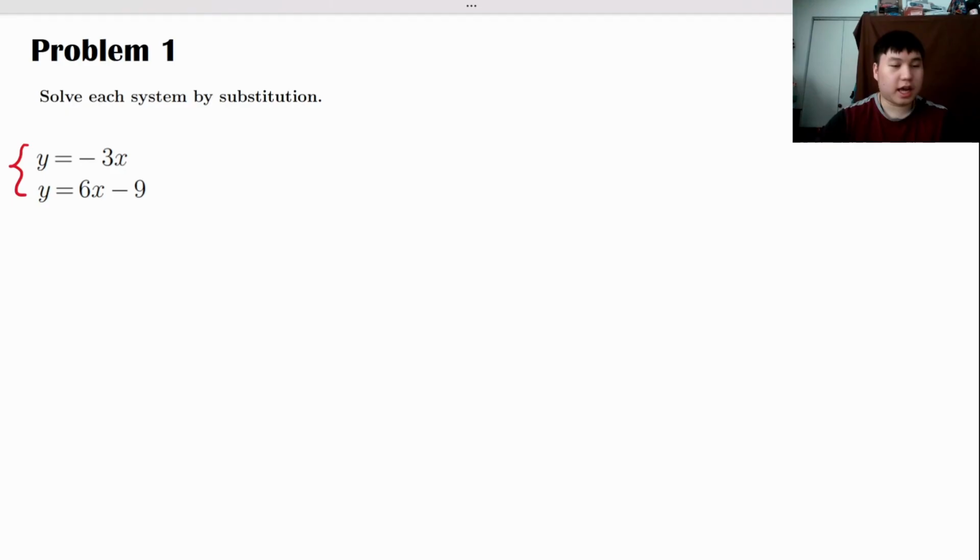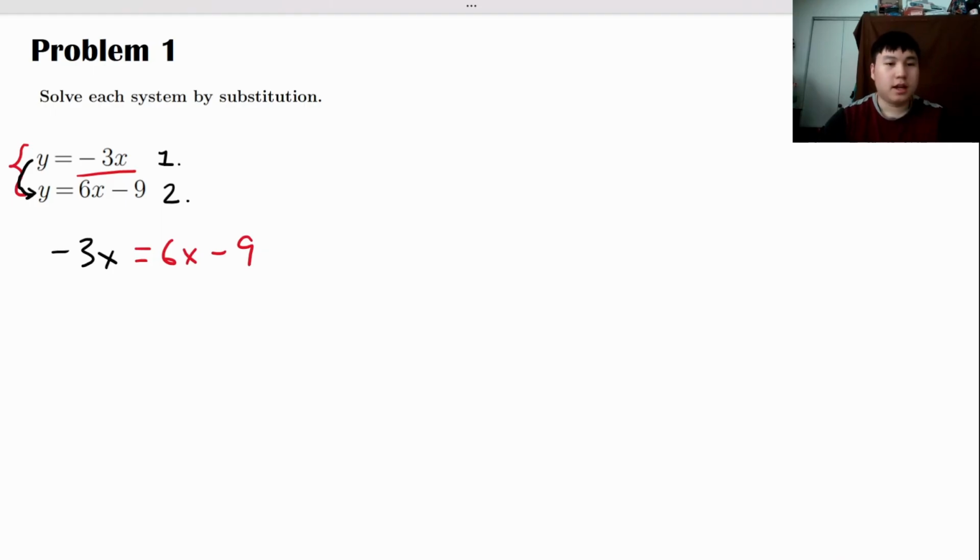So the first thing I see for this case is that negative 3x right here, I can plug in for y in the second equation. Since it was written y equals negative 3x, I don't have to solve or isolate what y is. I'm just going to directly plug this into my second equation. This is my first equation and this is my second equation. Doing that, we get negative 3x, and let me just rewrite the other side right here.